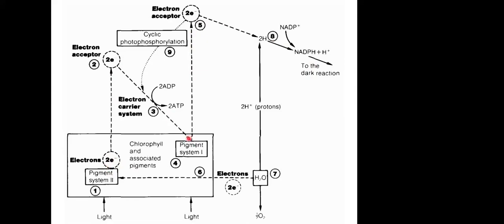On the other hand, we have the cyclic photophosphorylation, which starts from pigment system 1 or photosystem 1 and goes like this to this electron acceptor, and the electrons are returned like this, and then they go back to photosystem 1 or pigment system 1. So that is the cyclic photophosphorylation. And then when we were closing off, we talked about the differences between the two.